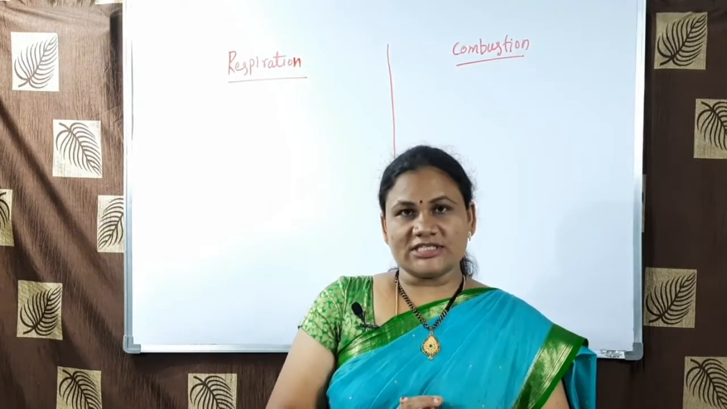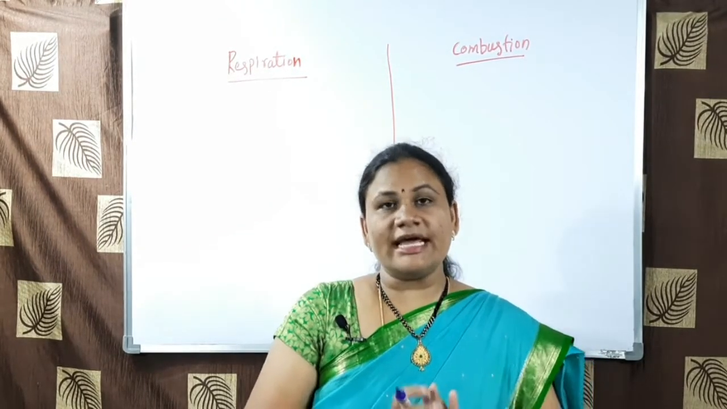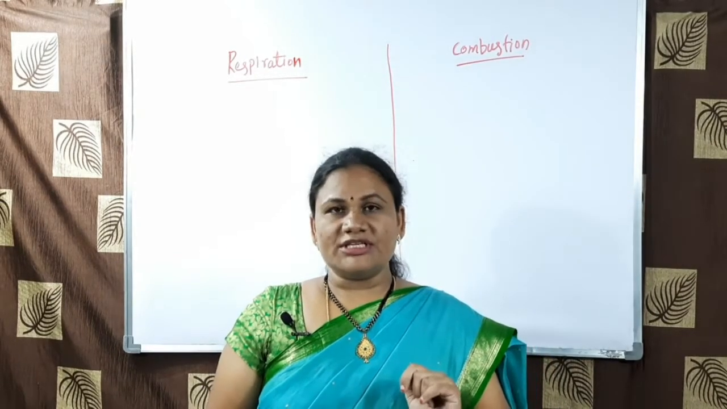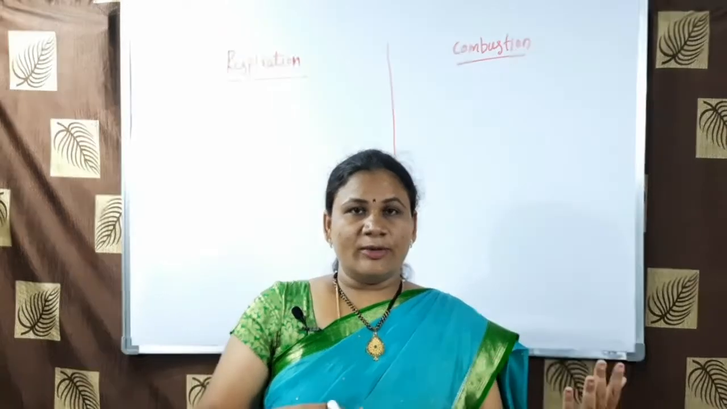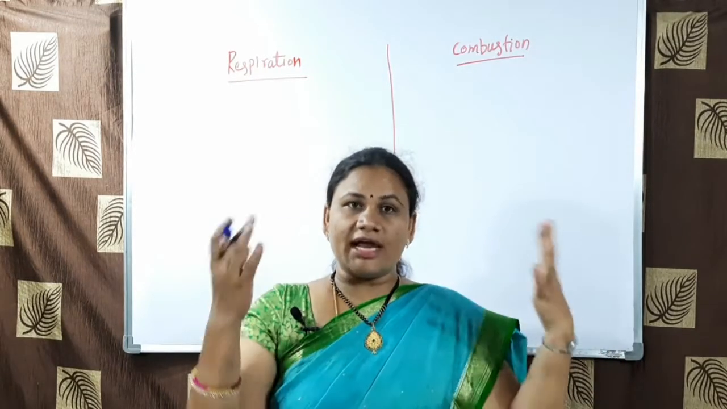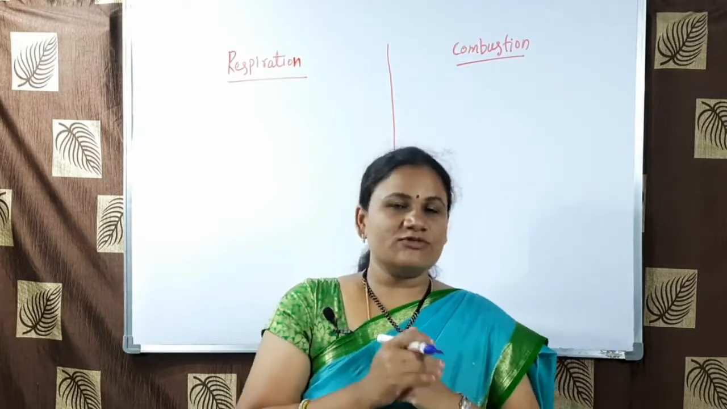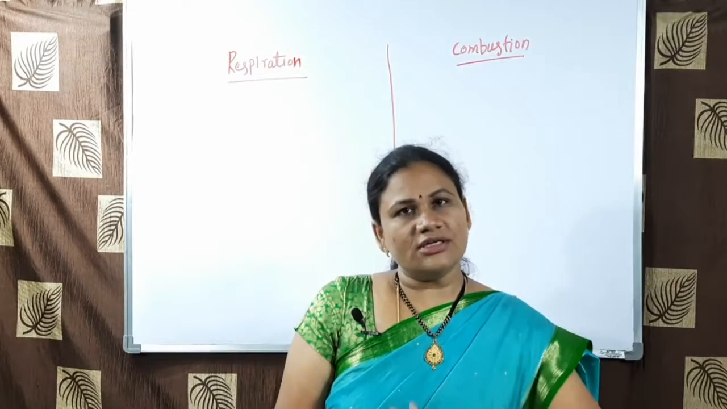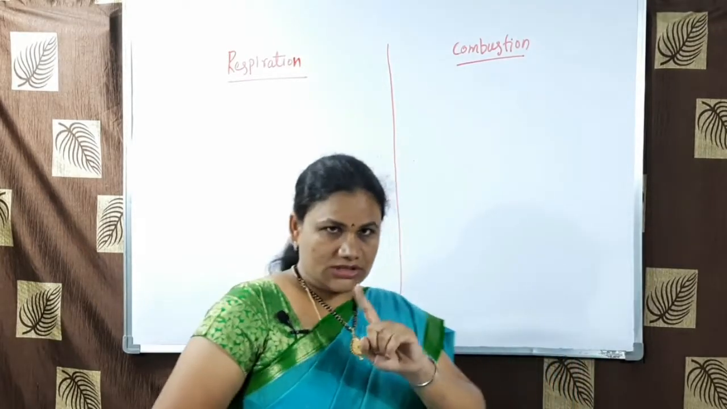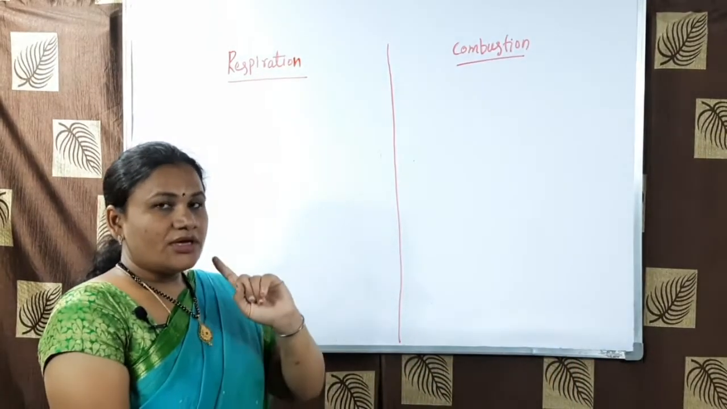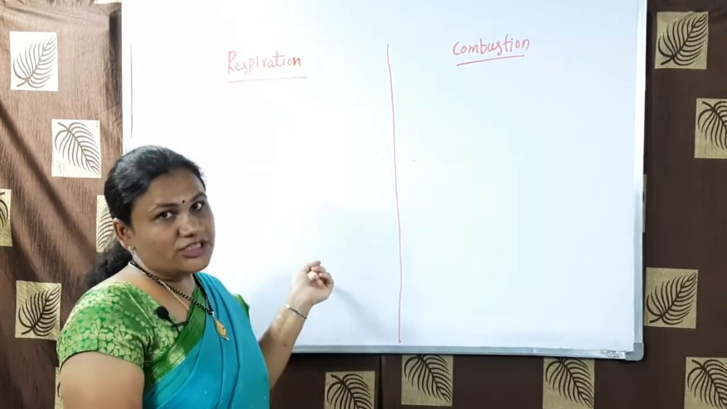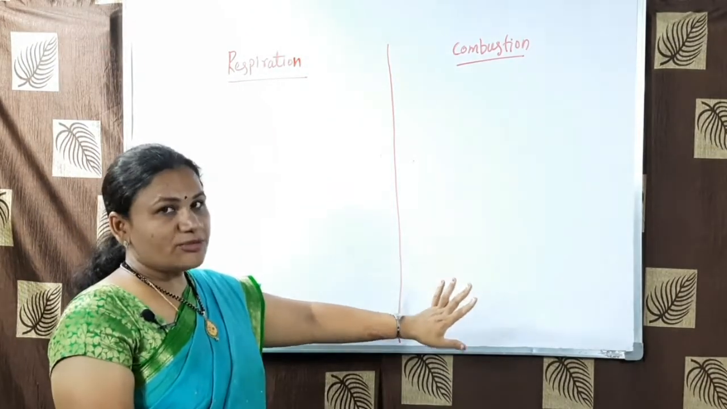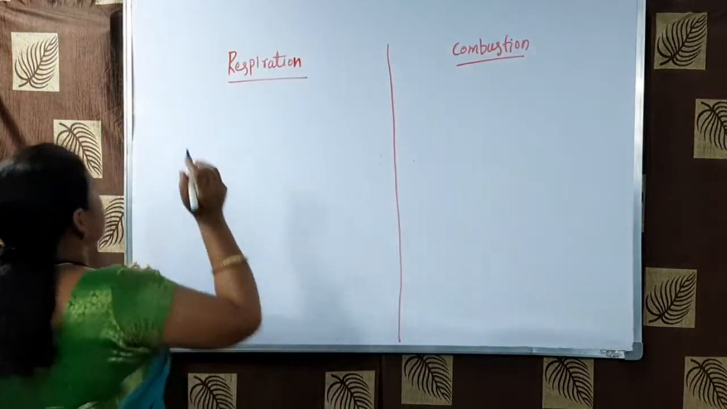In the process of combustion, glucose must be burned at a high temperature. But in our body, if we burn glucose at high temperatures, just imagine what will happen. The cells will burn, so in our body that much high temperature is not needed. So this is the first difference. In the process of combustion, high temperature is needed to burn glucose, but in the respiration process, it is not.